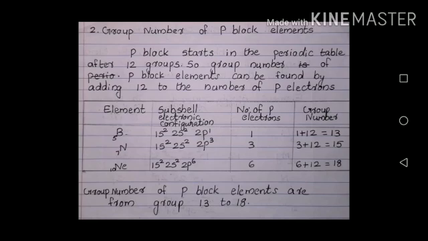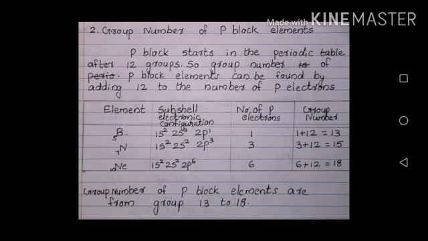Next, we will study about the group number of P block elements. P block starts in the periodic table after 12 groups. So, group number of P block elements can be found by adding 12 to the number of P electrons. In boron, atomic number 5, so the subshell electronic configuration is 1s2, 2s2, 2p1.